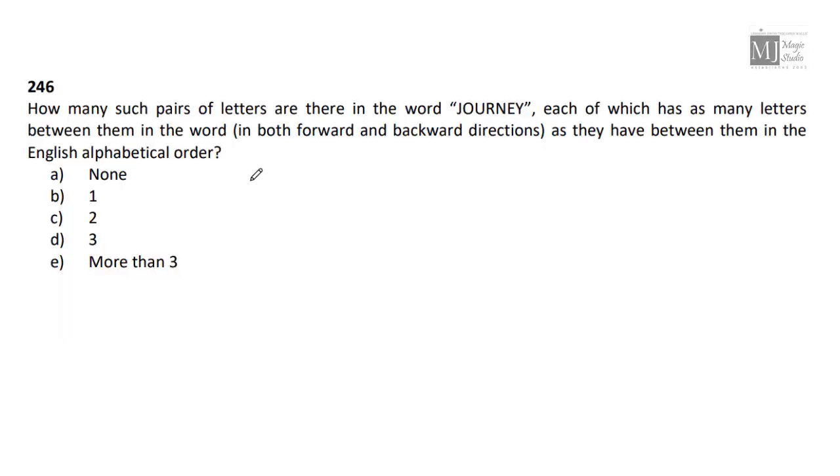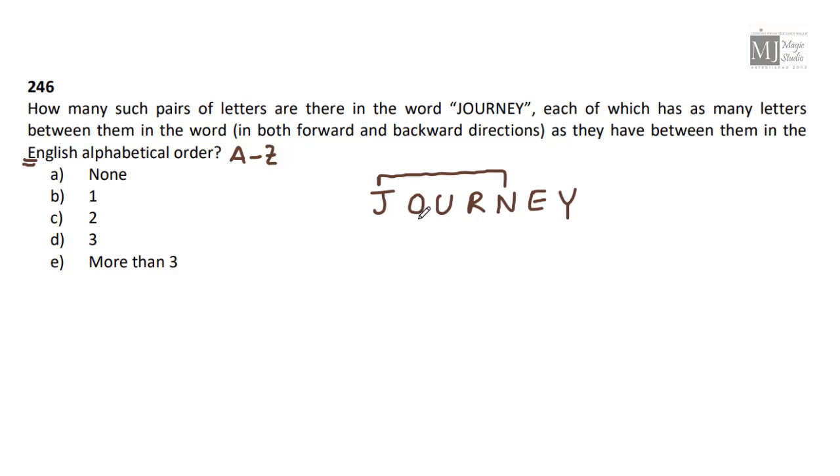How many such pairs of letters are there in the word JOURNEY, each of which has as many letters between them in this word, both forward and backward, as they have between them in the English alphabetic order? We have the English alphabetic order A to Z. Okay, let's start with J. J, K, L, M, N. Okay, this is fitting in.